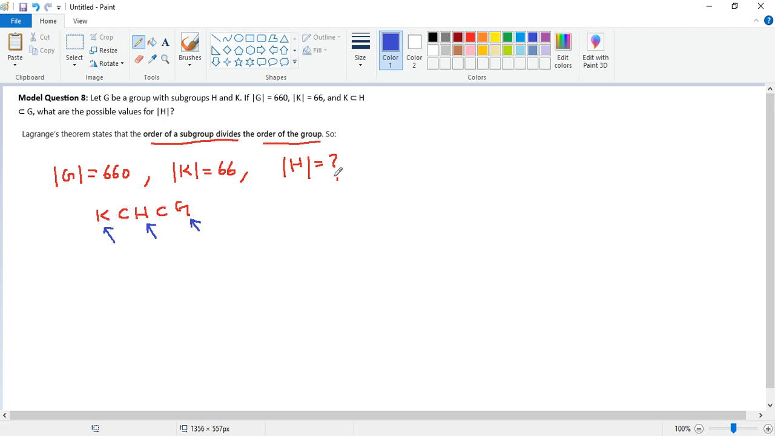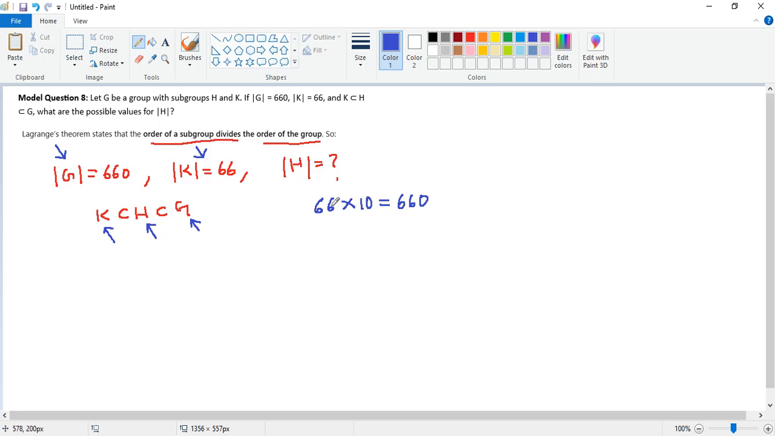So, according to Lagrange's theorem, the order of a subgroup should divide the order of the group. Now, if you consider G, its order is 660, and the order of the subgroup K is 66. So that satisfies Lagrange's theorem because 66 divides 660, right? So 66 times 10 is 660. One way to state Lagrange's theorem is that the order of a subgroup divides the order of the group, or the other way to say the same thing is, the order of a group is a multiple of the order of a subgroup, right?